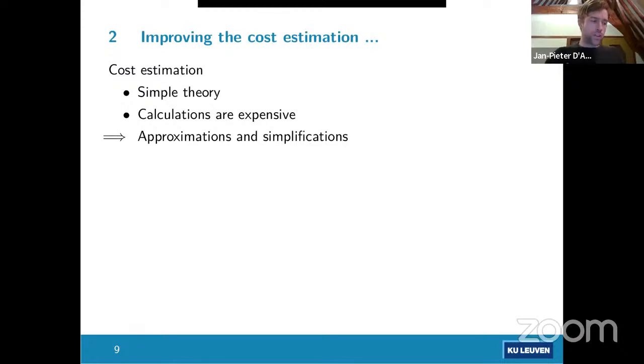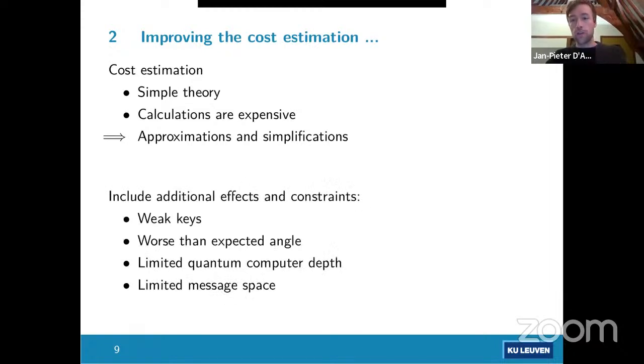The second thing that we looked at was improving the cost estimation. The theory of decryption failures is in essence rather simple, but if you want to know the cost of these attacks, these calculations are really expensive, really hard to do, and you need to do approximations and simplifications. In our paper, we revisited some of these approximations and simplifications. We looked at, for example, weak keys and worse than expected angle. We took into account a lot more to get a better estimation of the cost of these attacks.